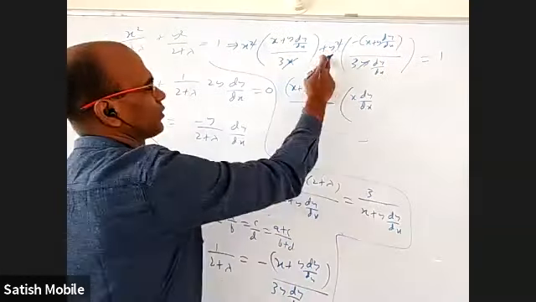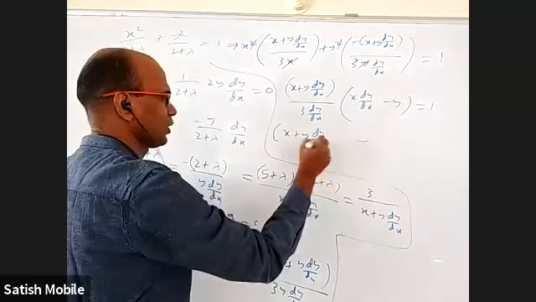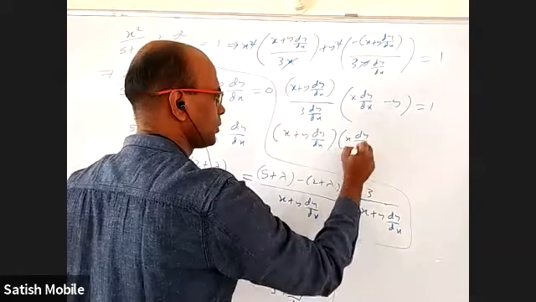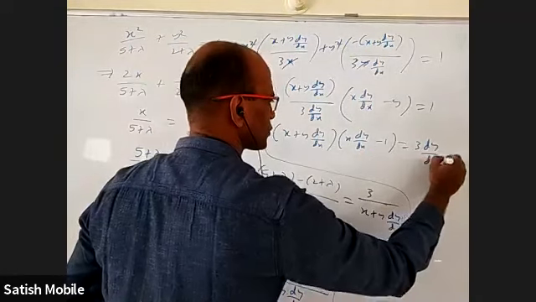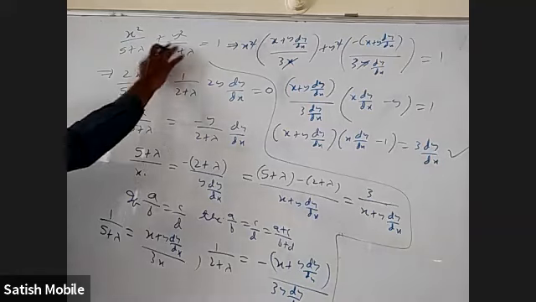And here I will be left with minus y is equal to 1. So finally my differential equation is (x plus y dy by dx) into (x dy by dx minus 1) equal to 3 dy by dx. Okay, this is the final differential equation for this.